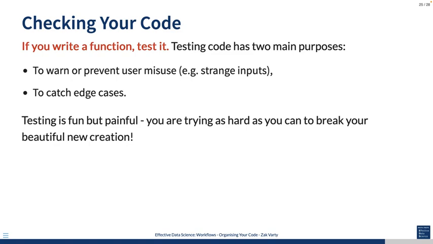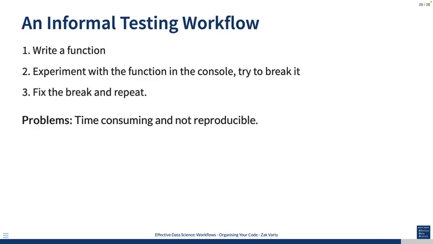Testing your code in this way can be a bit of a brutal process. You've just created this beautiful function, and now you've got to try your hardest to break it. An informal way of doing this sort of testing might be to first write a function and then play around with it in the console to check that it behaves well when you give it obvious inputs, when you give it edge cases, and when you give it deliberately wrong inputs. Each time you manage to break the function, you can then go back and edit your code to fix that problem and start this whole process over again.